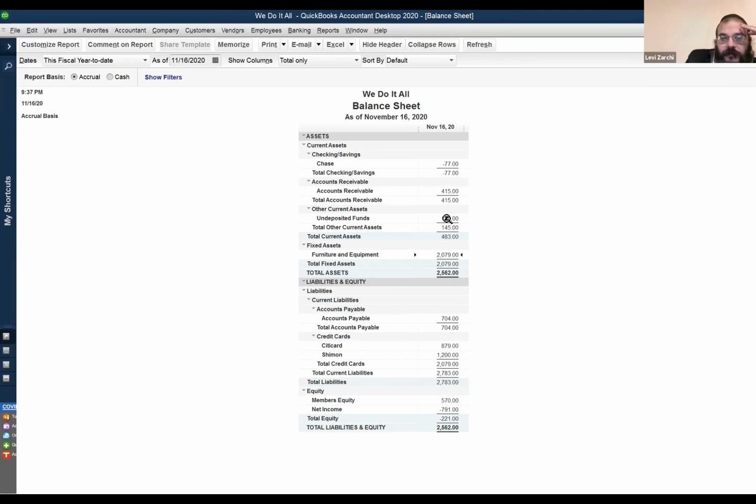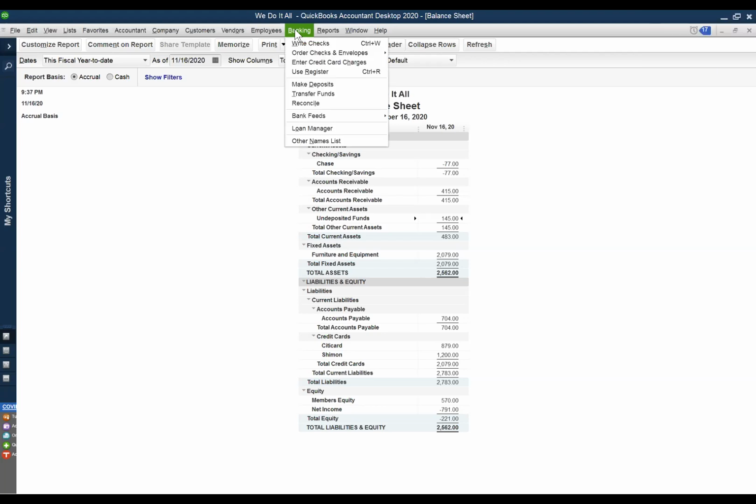Good. Undeposited funds is how much? It is 1,440. Undeposited funds, from the first thing you do, banking and make deposits. You have too much over there. What do you have for undeposited funds? One for 145. So it's all there. Your $75 is there. Something's wrong. So that's where you're going to find the mistake. Go to banking and make deposits.